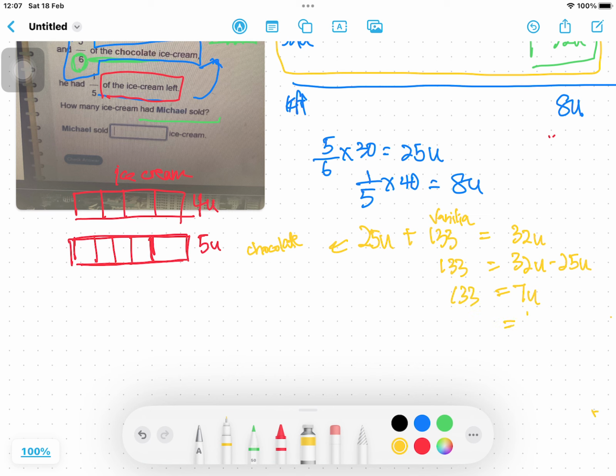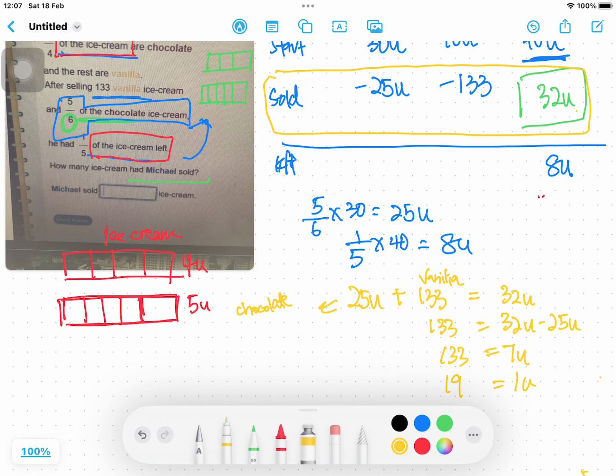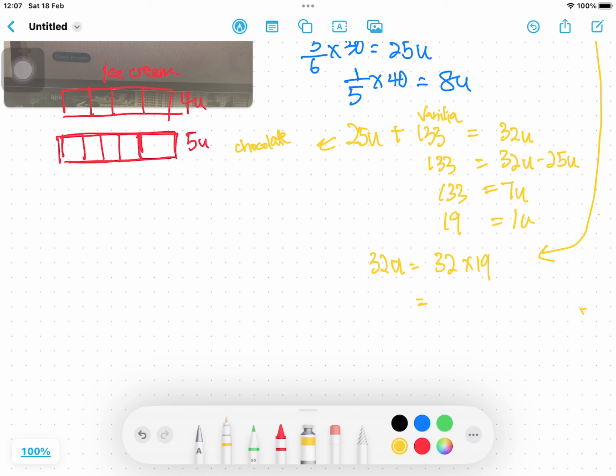So you realize that 1 unit will actually equal 19. So it says sold. How many ice cream had Michael sold? I know that Michael sold 32 units. So 32 units equals 32 times 19. It should give you 608. So Michael sold 608.